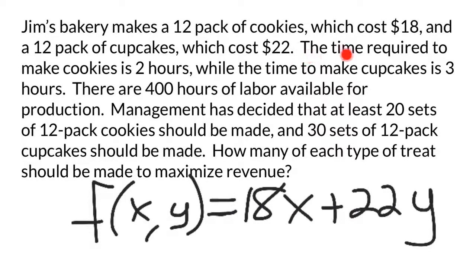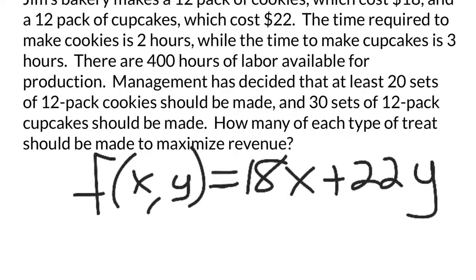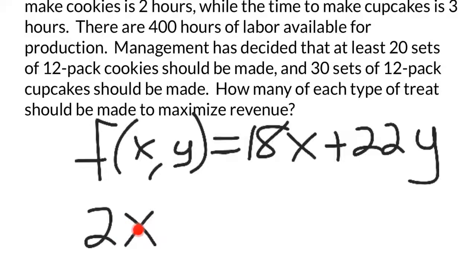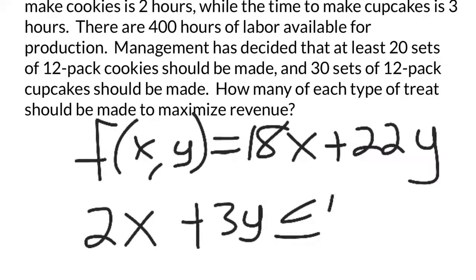So going on to the next sentence, the time required to make cookies is 2 hours, while the time required to make cupcakes is 3 hours. And there's only 400 hours of labor available. So 2 times the number of cookies that we package tells us how many hours it's going to take total for the cookies, plus 3 times the number of cupcakes tells us the amount of hours for that. This quantity needs to be less than or equal to 400 hours, because there's only 400 hours available. So we've taken care of all this information so far.